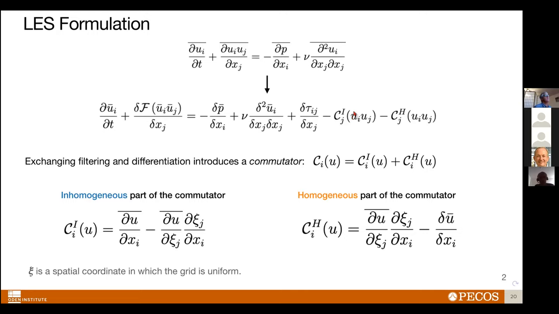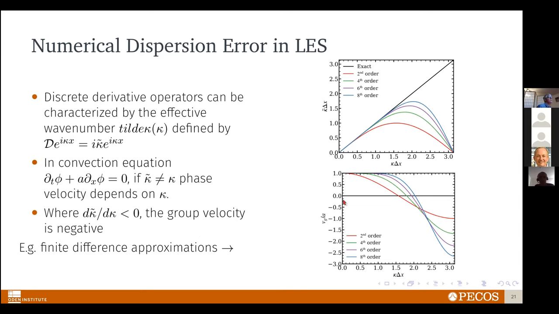There's an inhomogeneous version, which is the standard inhomogeneous part, but there's also a homogeneous part, which actually characterizes some of the issues surrounding the use of numerical discretization. So I just use that to set the stage here. Well, those terms will show up a little bit.